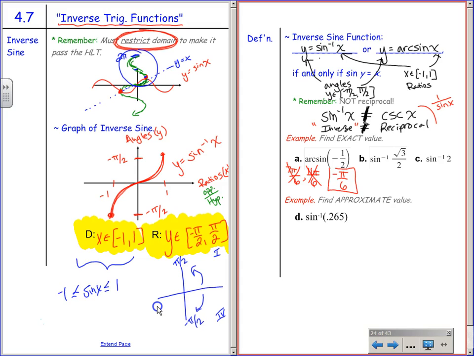Okay, what angle? Pi over 3. Why? Look at your unit circle. The y is root 3 over 2. And pi over 3 is totally fine. 1/3 is less than 1/2. First quadrant angles, I don't mind.